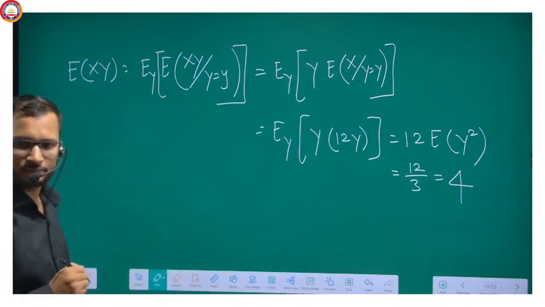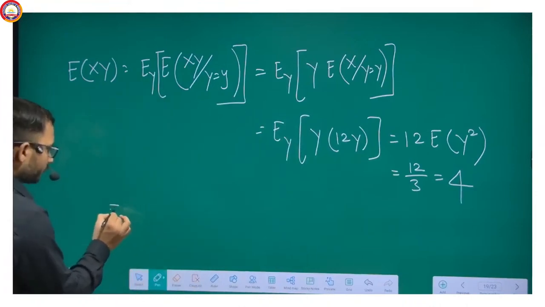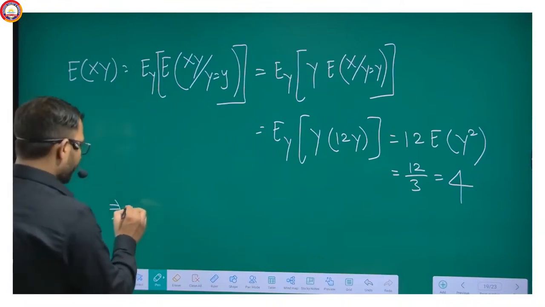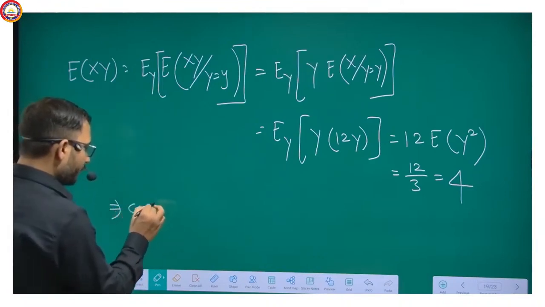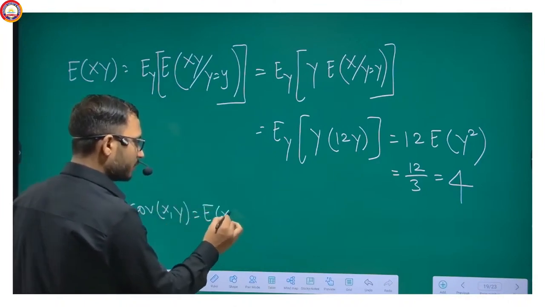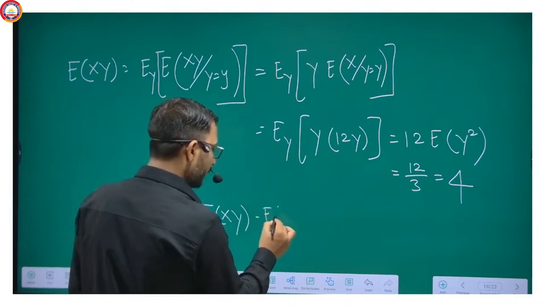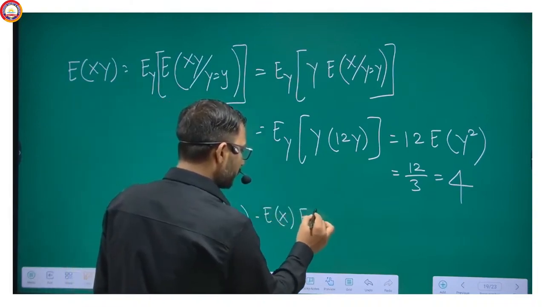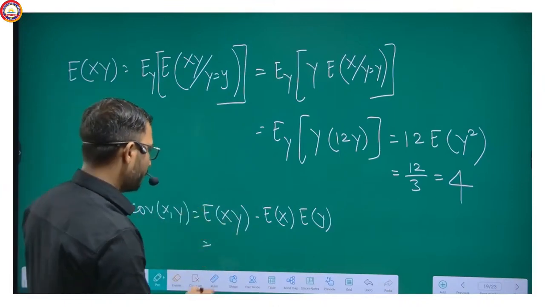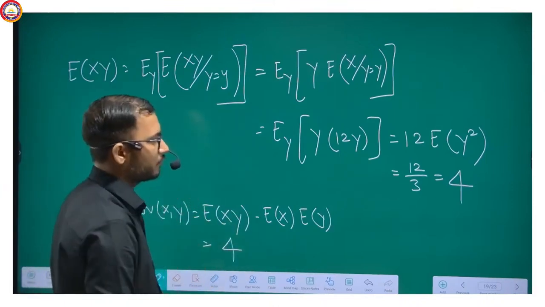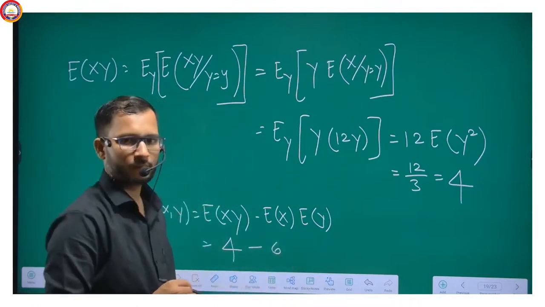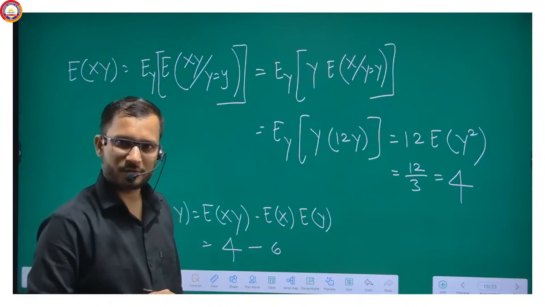Getting my point? This is 4. Now, so we have got the expectation of xy. For the covariance of xy, it will be expectation of xy minus expectation of x into expectation of y, and expectation of xy is 4, expectation of x is 6, and expectation of y is 1 by 2.